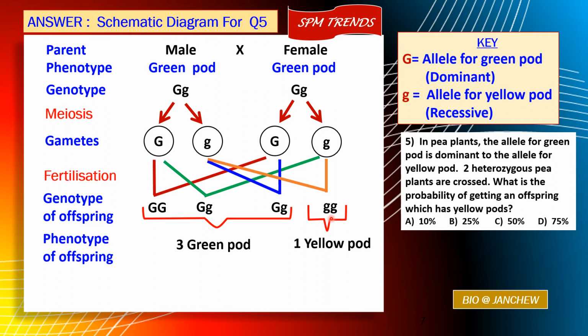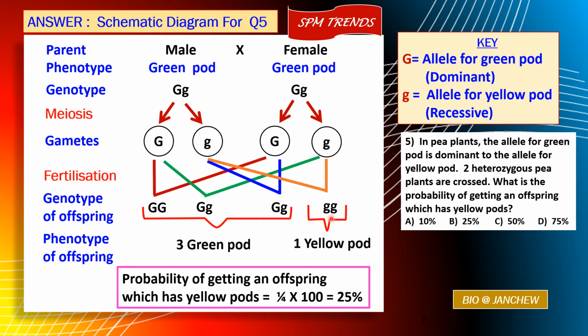Thus, the probability of getting an offspring with yellow pods is, now here the probability is expressed as a percentage. Sometimes it's expressed as a fraction. If it's a fraction, it will be 1 out of a total of 4 plants have yellow pods. It will be 1/4. But since you need to write it as a percentage, you have to times by 100. So you get 25%. So B is the answer.